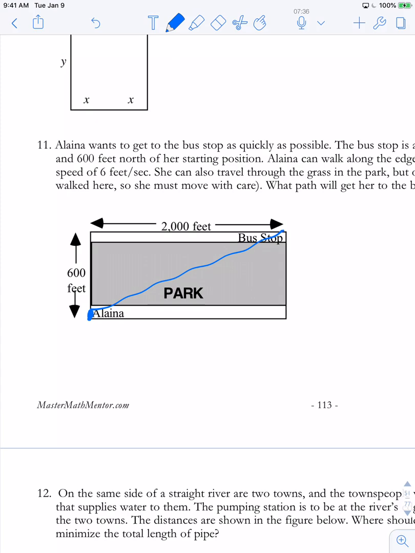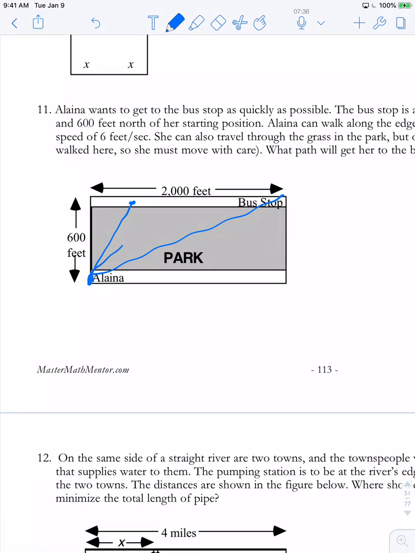So the question is, does she go all the way down? Where does she cut across the park? Does she cut across the park here? Does she cut across the park over here? That's what we're trying to find out. Where does she cut across the park to get her to the bus stop the fastest?